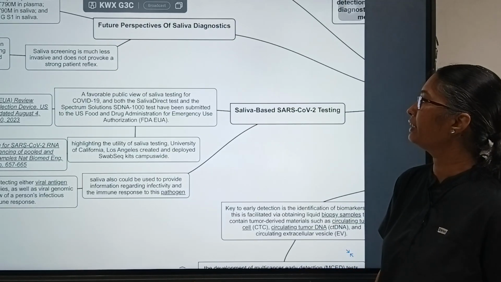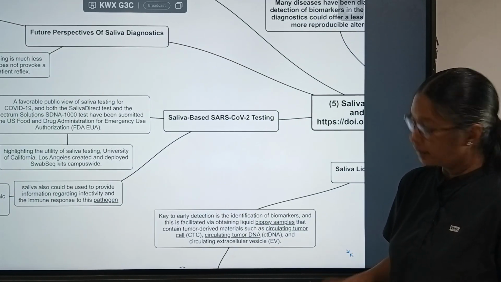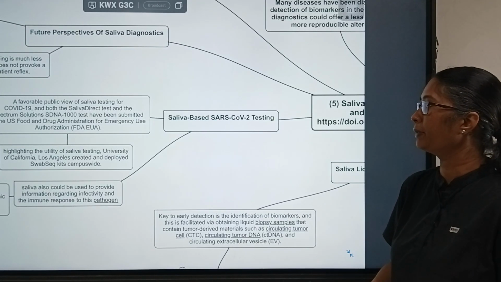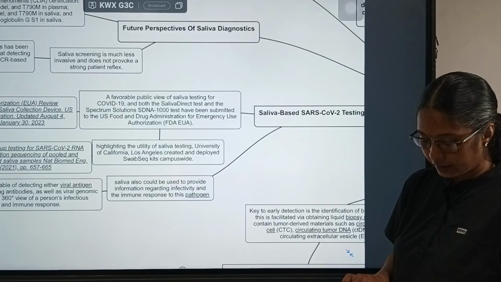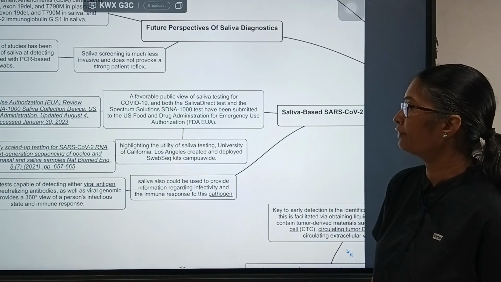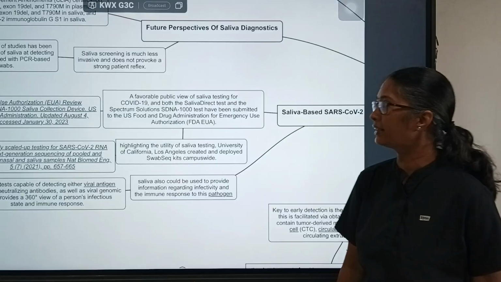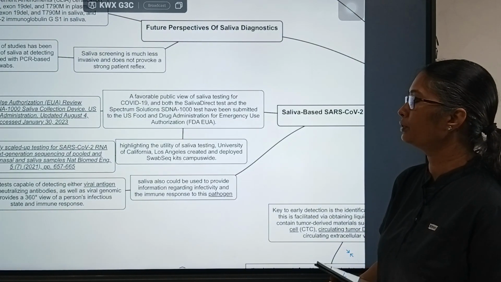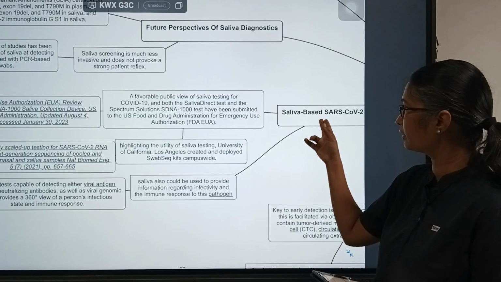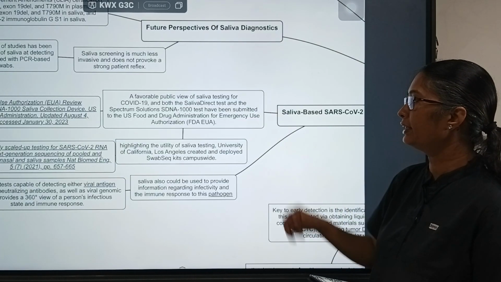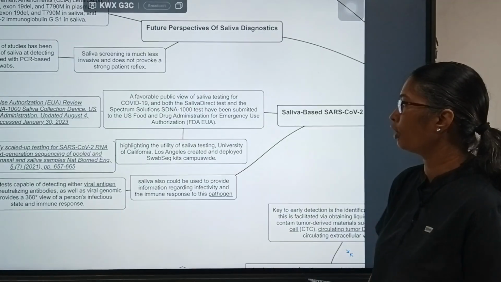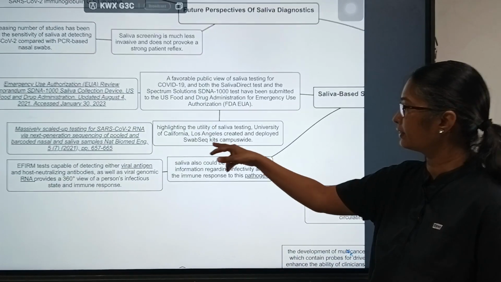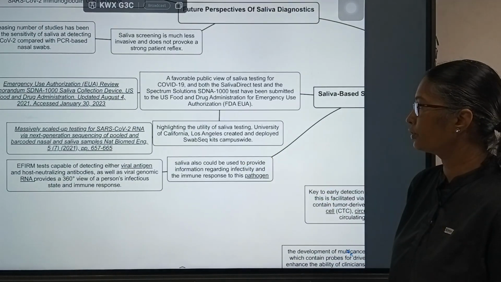And recently we have just seen about the SARS-CoV-2 testing. There are many techniques which were used, and now we are going to see about the saliva-based SARS-CoV-2 testing. So there is a favorable public view of saliva testing for COVID-19, and both the saliva direct test and the Spectrum Solutions SDNA 1000 test have been submitted for US FDA emergency use authorization. So they have submitted this for saliva-based SARS-CoV-2. And highlighting the utility of saliva testing, the University of California, Los Angeles created and deployed swab sequence kits campus-wide.